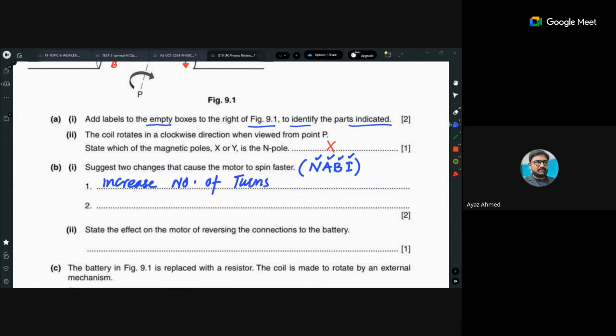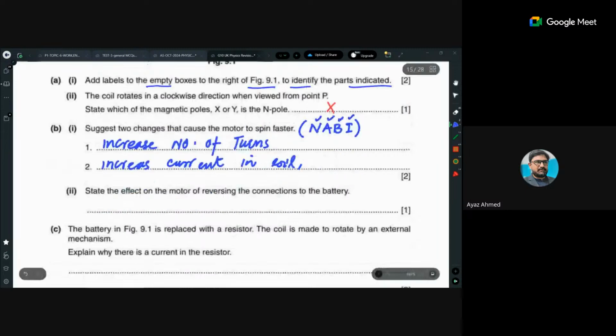Coils. Either you can write increase current in the battery. Got it? Current in battery. Yeah, current through the battery in the coil. Like, the best thing is in coil. Okay, is it clear to you?